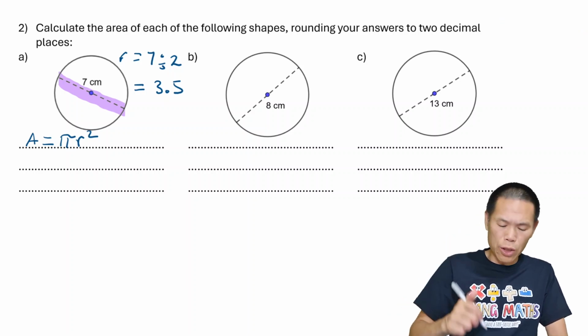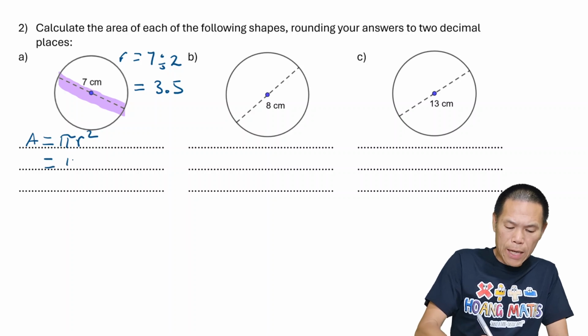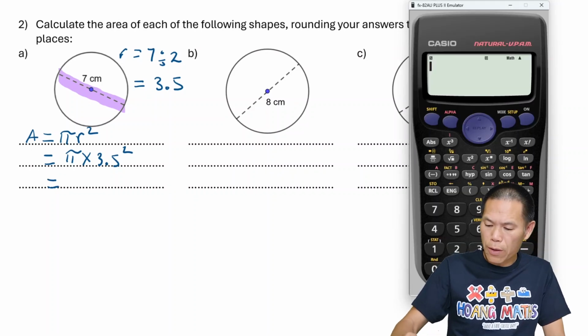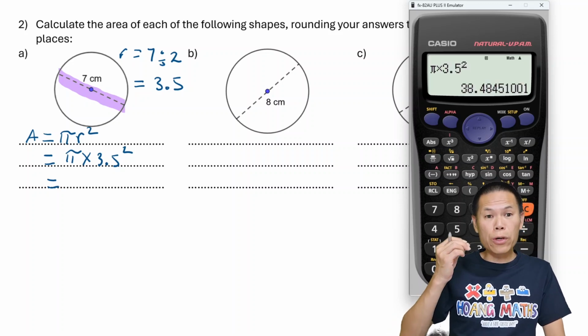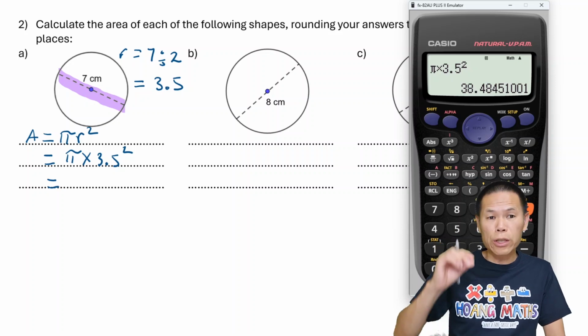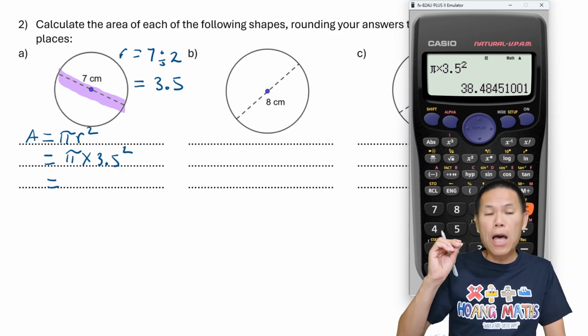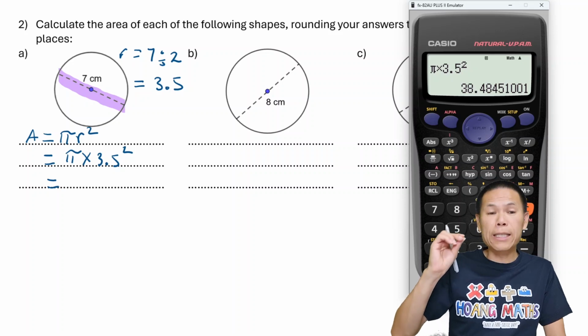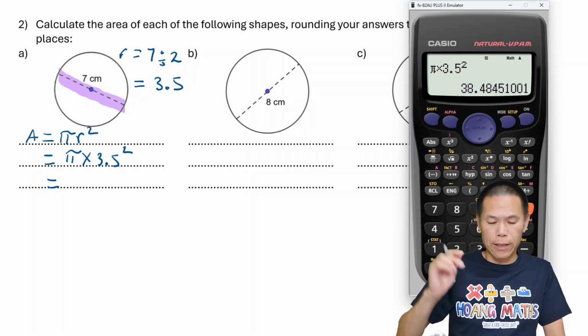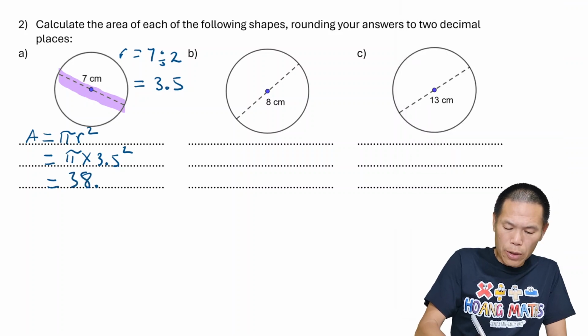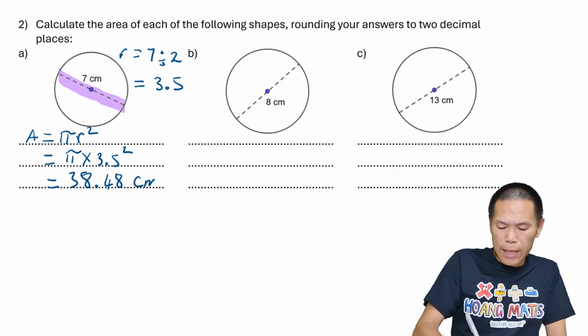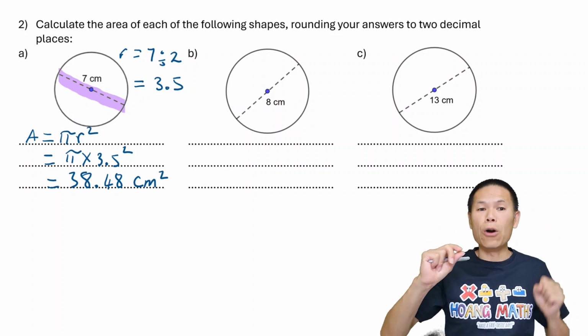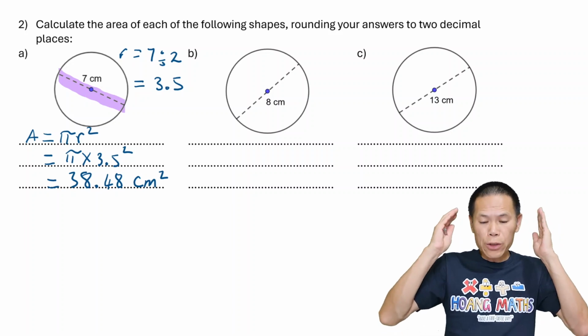So now we just substitute into the formula. That is pi times the radius, 3.5 square. So just go shift pi times 3.5 square. So there you go, 38.48 and so on, correct to two decimal places. The number after 8 is 4, so this means 38.48 square centimeters. So there you go. Now, please pause the video and do this yourself.